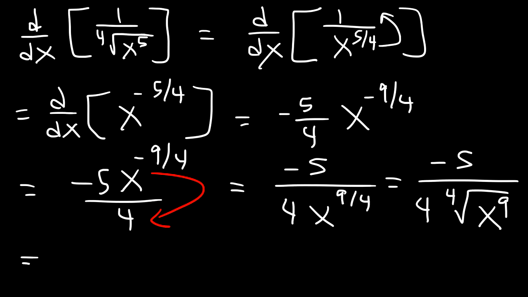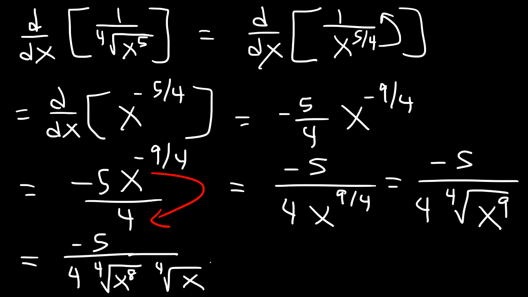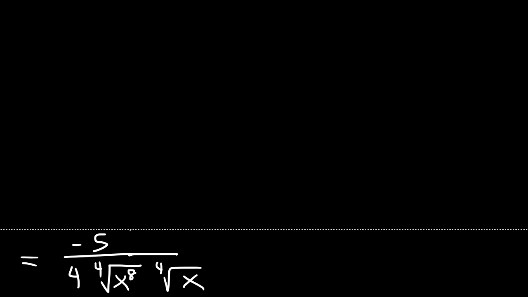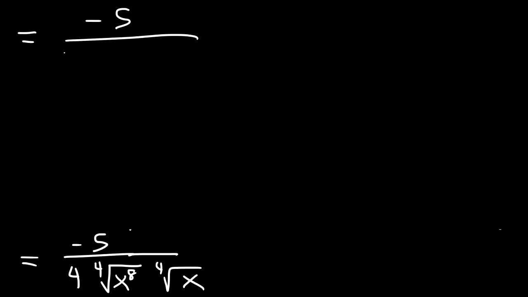Now we could simplify it. So I'm going to rewrite x to the 9 as x to the 8 times x. Now the fourth root of x to the 8, you need to divide 8 by 4, you get 2. So that's going to be 4x squared times the fourth root of x.